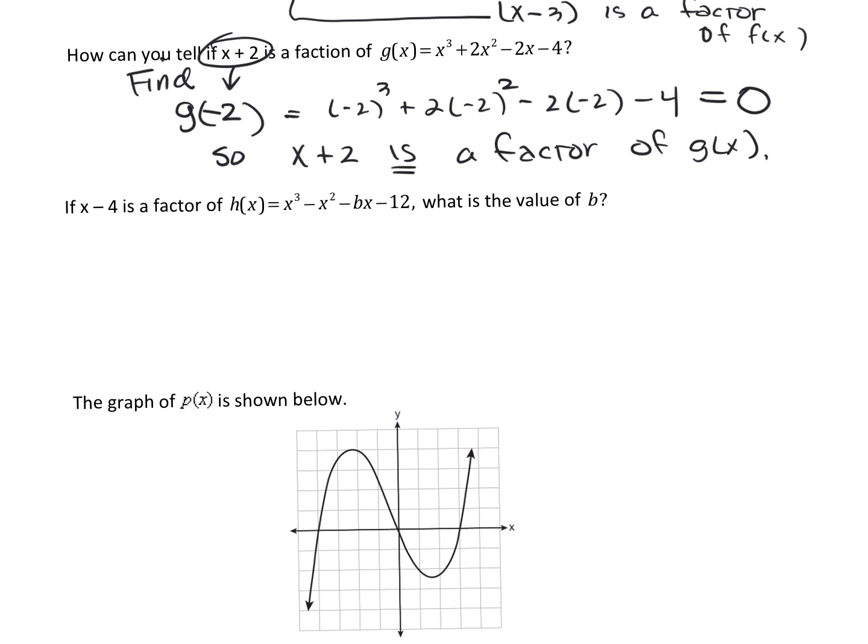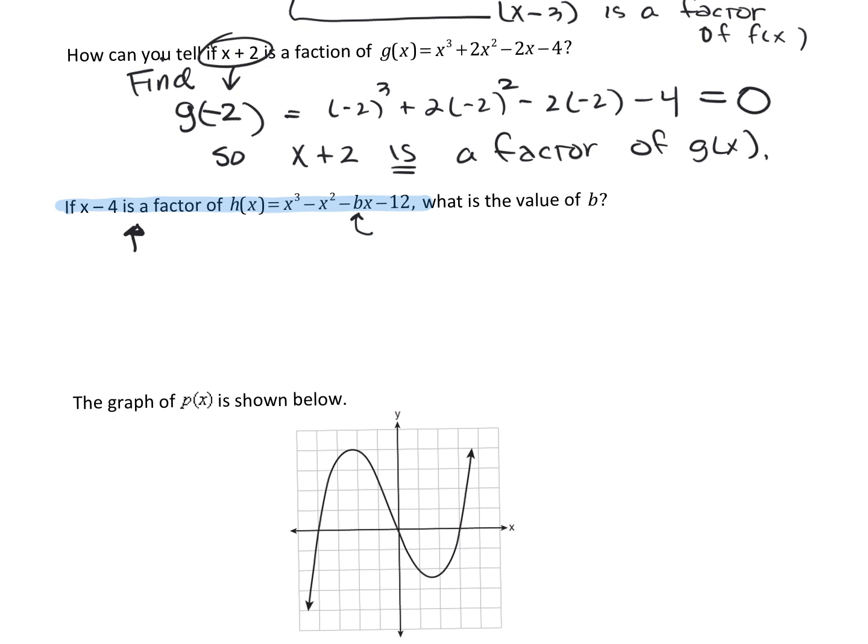So in the next example, they told you something. They told you that x minus 4 is a factor. Like, I don't have to guess whether it's a factor. They told me x minus 4 is a factor. They told me about this polynomial, but the problem is this polynomial has a missing coefficient. I don't know what goes in front of the x.